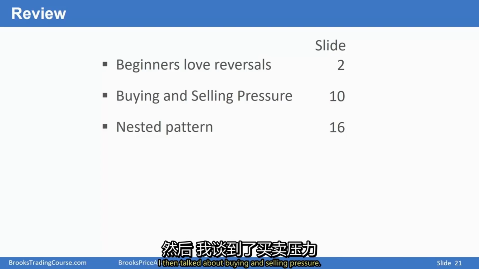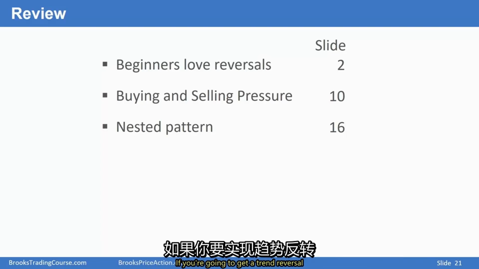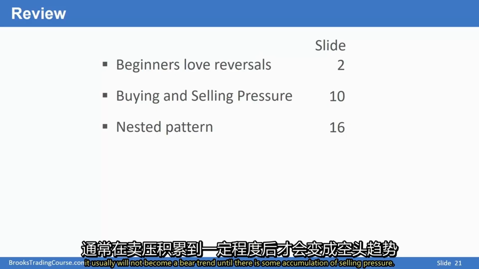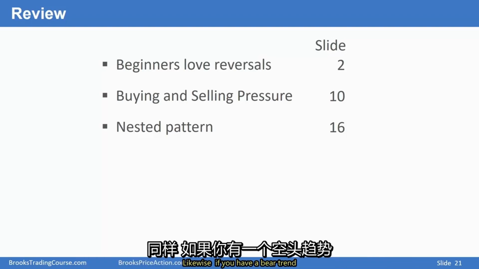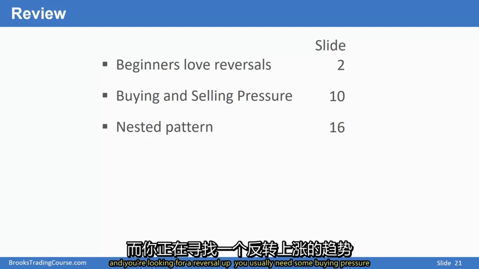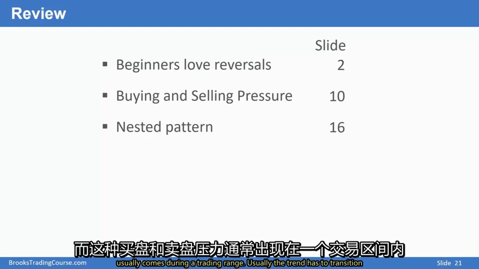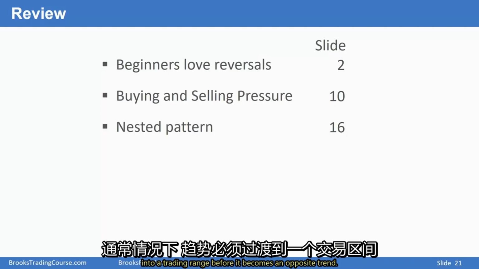I then talked about buying and selling pressure. If you're going to get a trend reversal, let's say you have a bull trend and you're looking for a bear trend, it usually will not become a bear trend until there is some accumulation of selling pressure. Likewise, if you have a bear trend and you're looking for a reversal up, you usually need some buying pressure before the reversal takes place. And that buying and selling pressure usually comes during a trading range. Usually the trend has to transition into a trading range before it becomes an opposite trend.